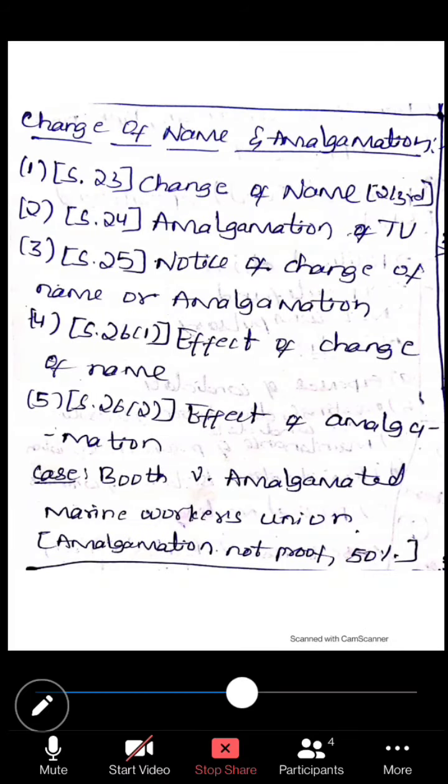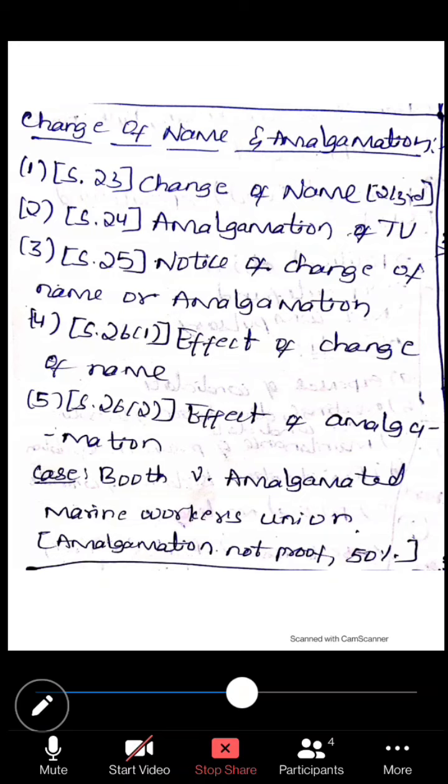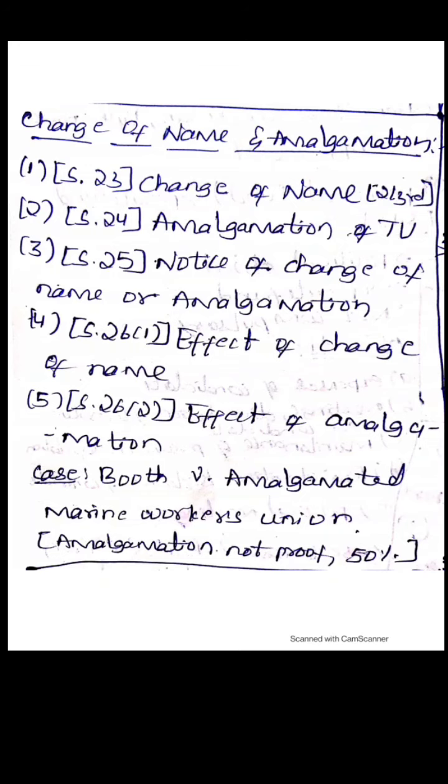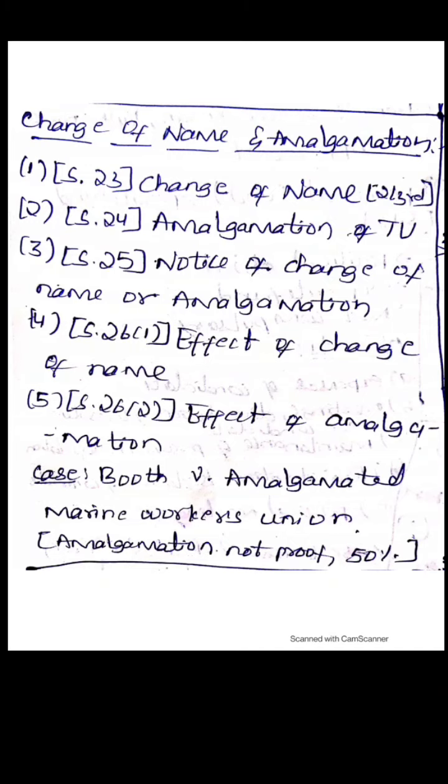The next question is change of name and amalgamation of trade union. If the question comes like this: change of name and amalgamation of trade union, section 23 talks about change of name. Section 24 talks about amalgamation of trade union. This is the synopsis. First, we will see section 23, change of name.